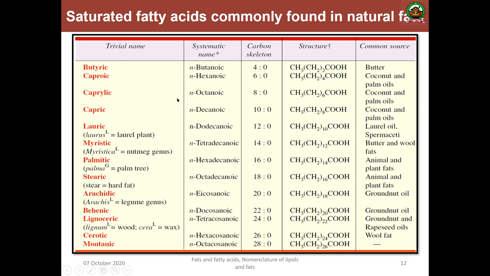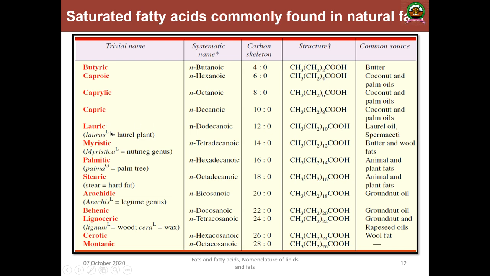Similarly, caprylic acid, that is octanoic acid, which has 8 carbons. Octa means 8, so it is 8:0, CH3 (CH2)6 COOH, commonly present in coconut and palm oil. Then the next one is capric acid, that is decanoic acid, with 10 carbons, 10:0, CH3 (CH2)8 COOH. Coconut oil and palm oil commonly contain it, and so on.